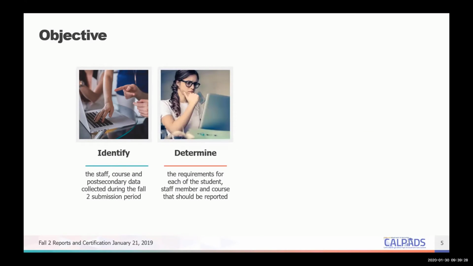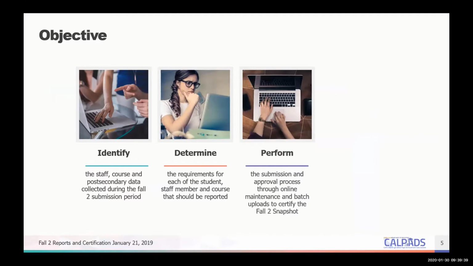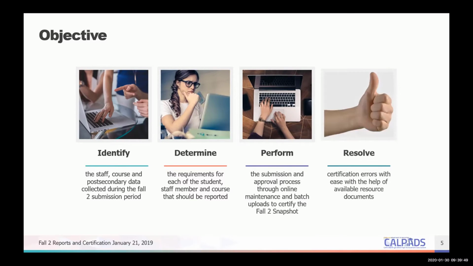After today's training, we hope that you should be able to identify the staff, course, and post-secondary data that has to be submitted to CalPADS as part of the Fall 2 collection. You should also be able to determine the requirements of each of the student and staff members and the course that should be reported, and be able to perform the submission and approval process. So basically how to submit files, how to look at your certification reports, click on the approval button, and be able to resolve any of your certification errors.